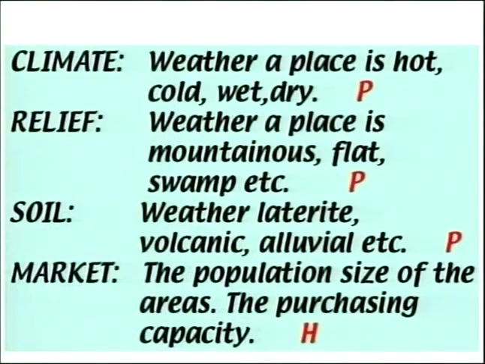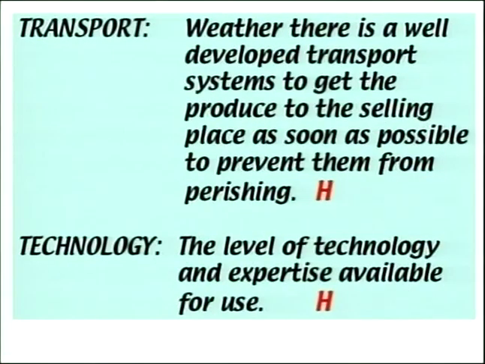Okay, double check. You should have climate, physical, relief, physical, soil, physical, market, human, transport, human, and technology, human. Again, transport, technology, market are to do with people, people having an influence, therefore they are part of the human factors, whereas climate, relief, and soil are to do with the natural environment, therefore they come under physical.